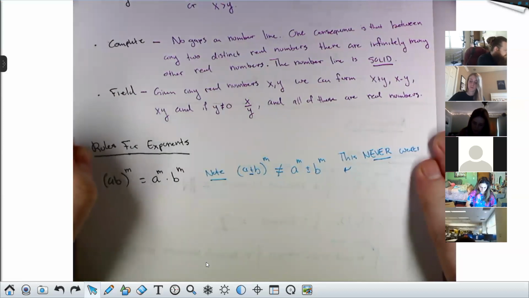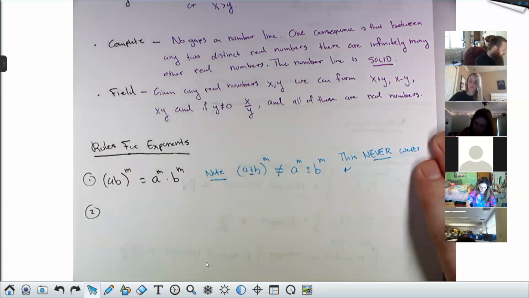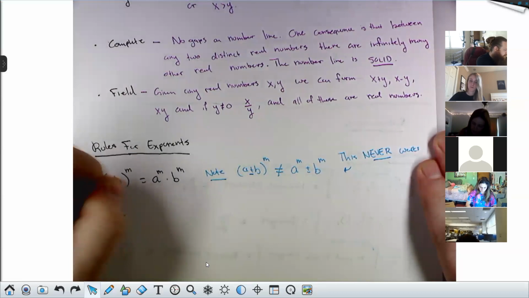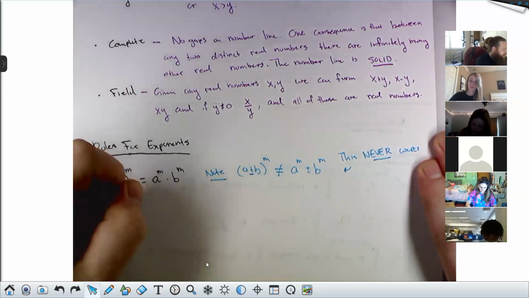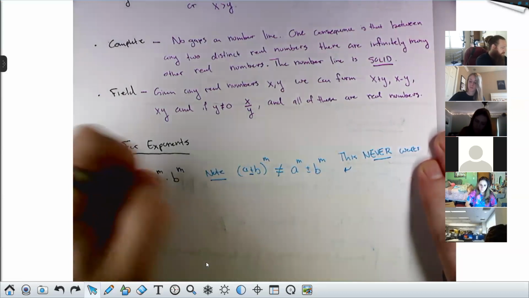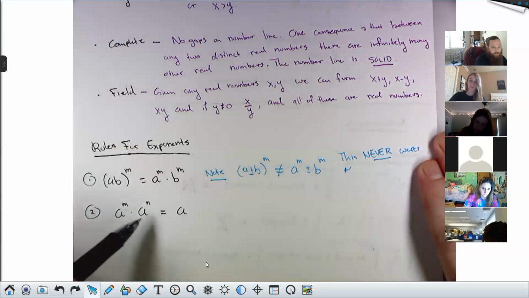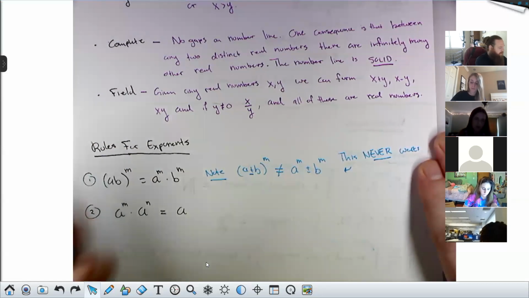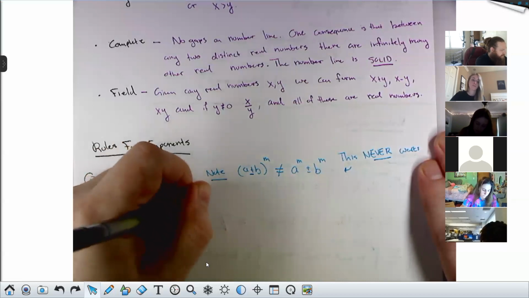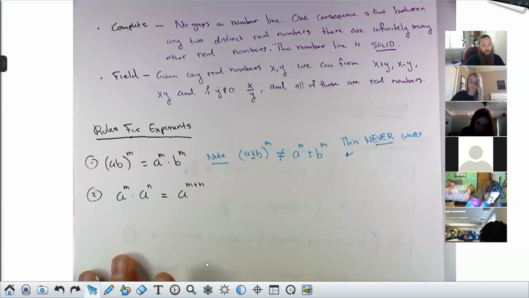Next rule for exponents is that if I take some number a and I raise it to the m, and then I multiply that by the same number a raised to the n, this is like a times a times a times a m times. This is like a times a times a times a n times. So you have m plus n copies of a sitting here. That means that's a to the m plus n. And this works even if the powers are not whole numbers. This works great for fractions or irrational numbers, just fine.